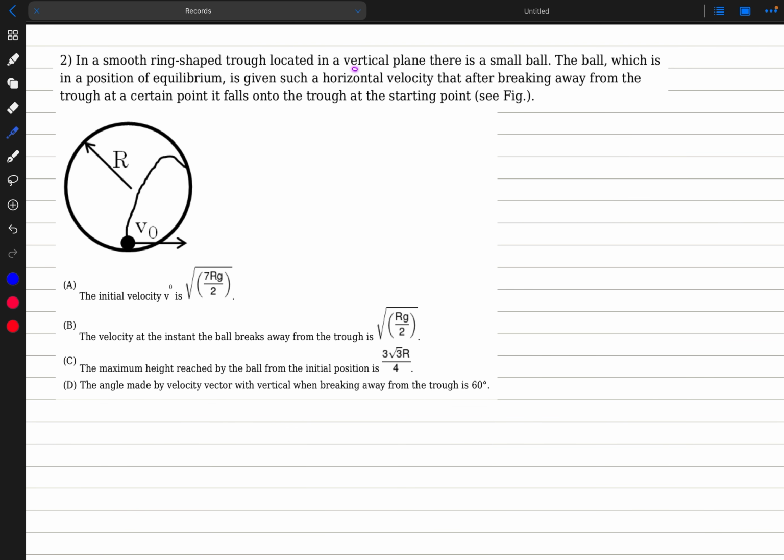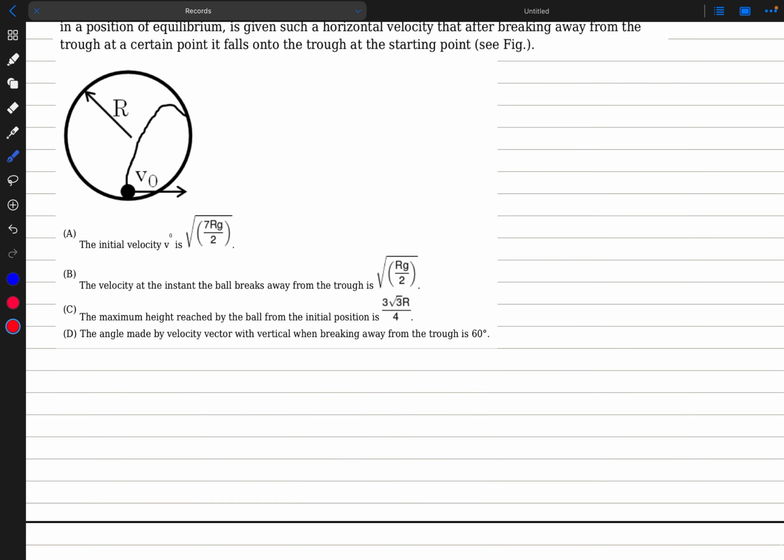This is the problem number 2. So here we have a smooth ring, and it's located in a vertical plane. So there is a small ball. The ball is in a position of equilibrium, which is over here. It's given a horizontal velocity such that it breaks away from the trough at a certain point. It falls onto the trough at the starting point. Okay. So yeah, this is a pretty calculative question if you are going to do it from scratch. The steps are pretty standard.